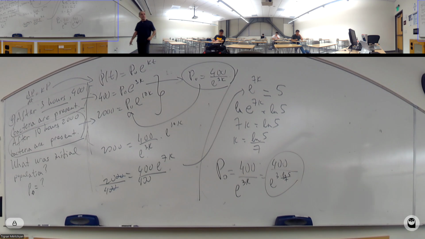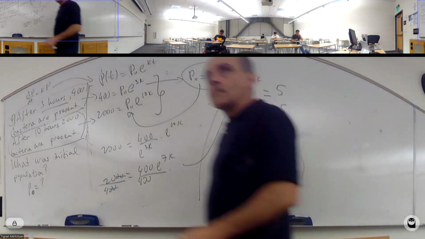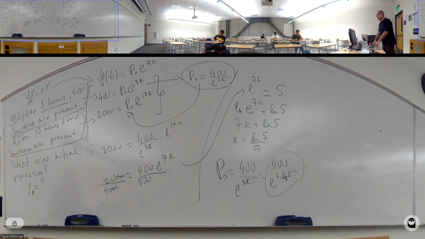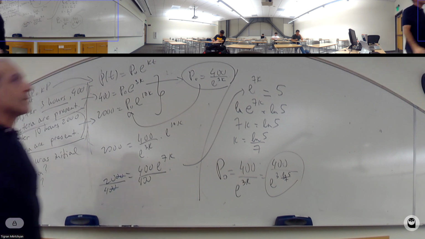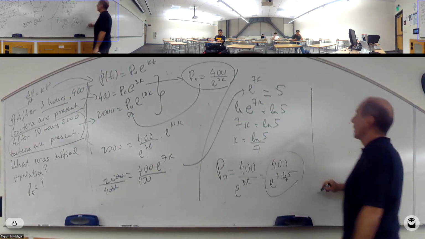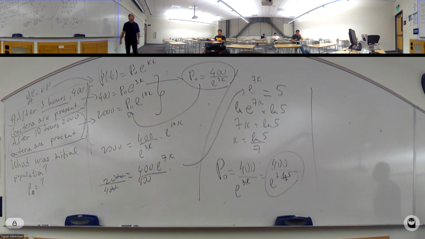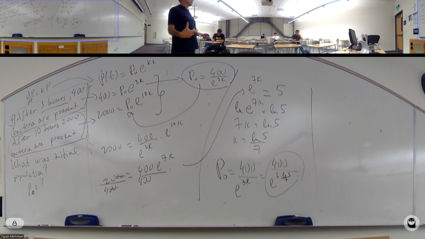Let's see if we can do another problem. So that was growth. Now let's talk about half-life. Let's say we have a certain number of something, a certain number of bacteria, or a certain number of some population.